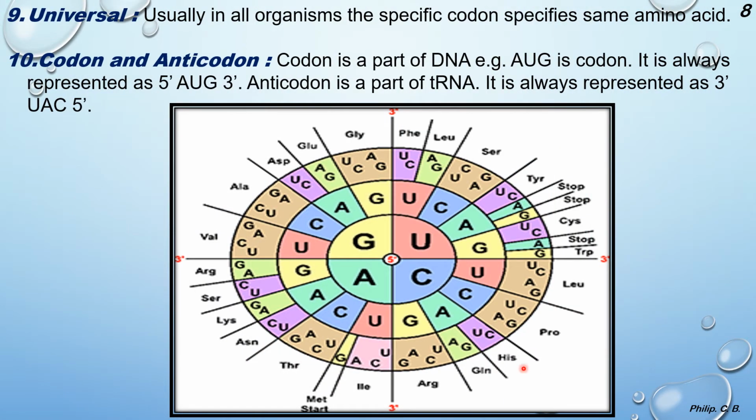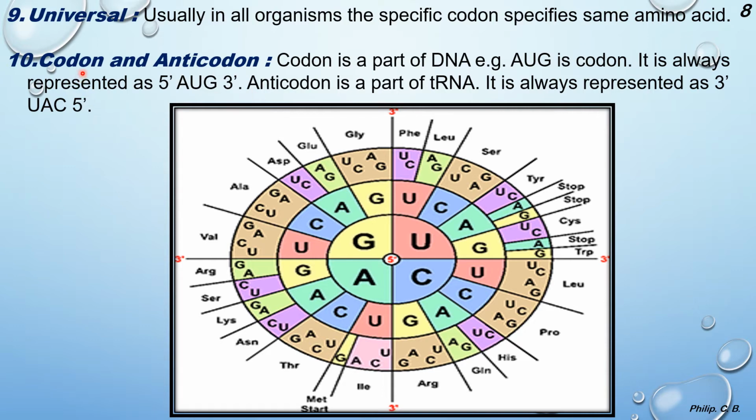Now, further, universal. Usually in all organisms, the specific codons specify the same amino acid. Again, as we mentioned earlier, universal means in all the organisms throughout the world, throughout the universe, the codon is specific for a specific amino acid.